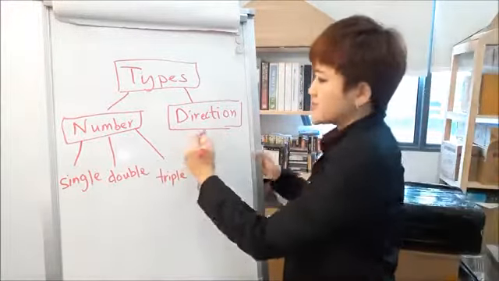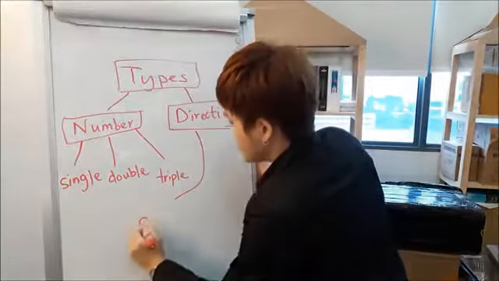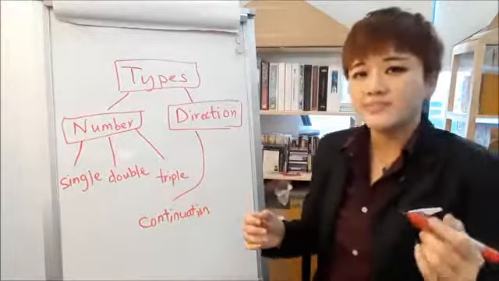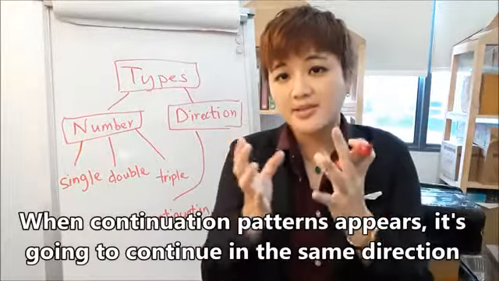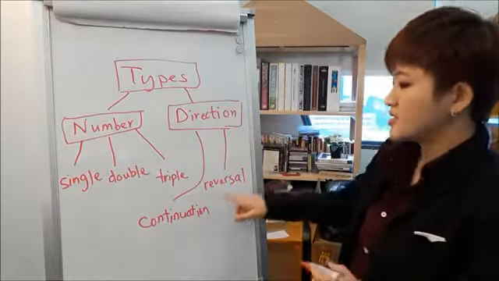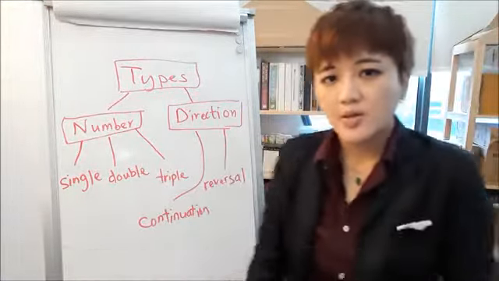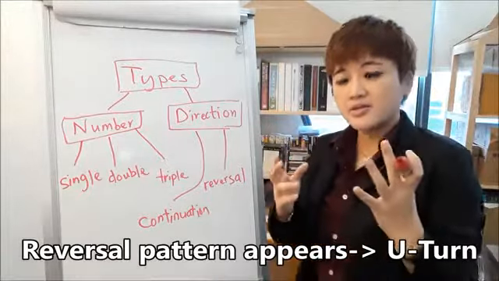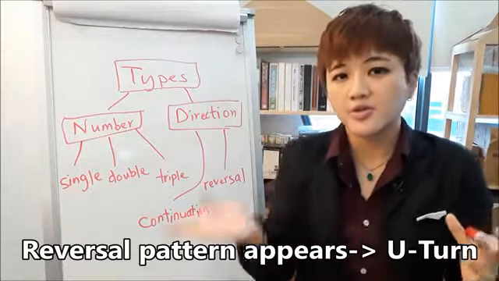Now direction, it can be classified into continuation pattern. This means that when the pattern appears, it's going to continue in the same direction. Second one is reversal. This means that when the candlestick pattern appears, it's going to make a U-turn.